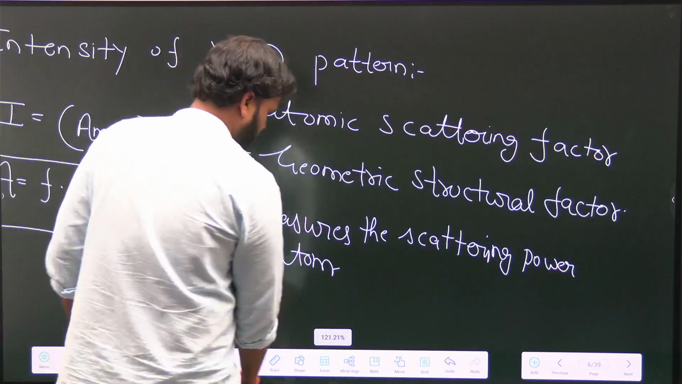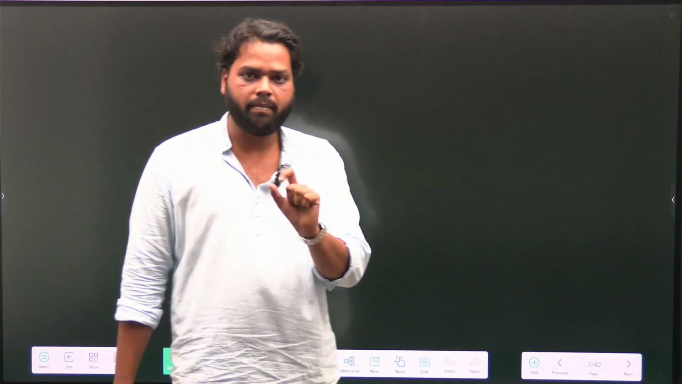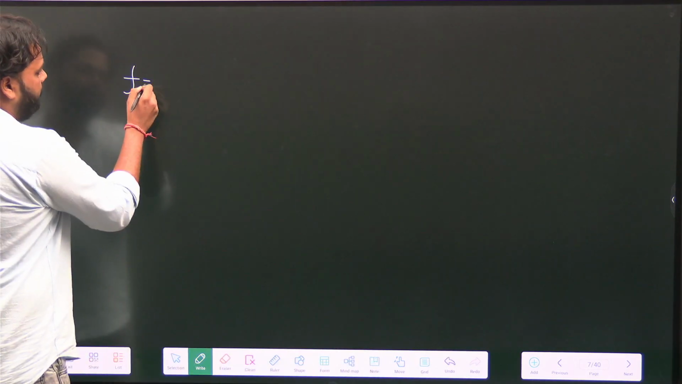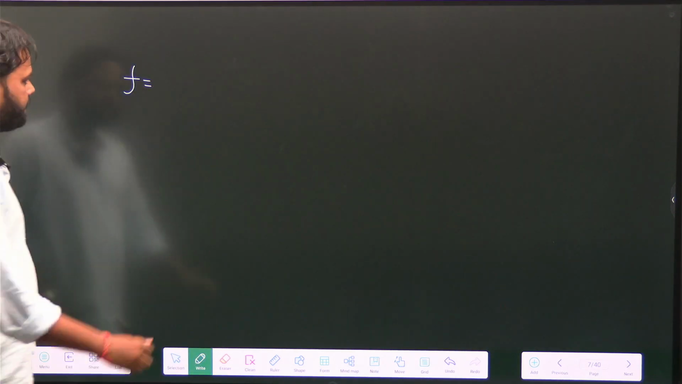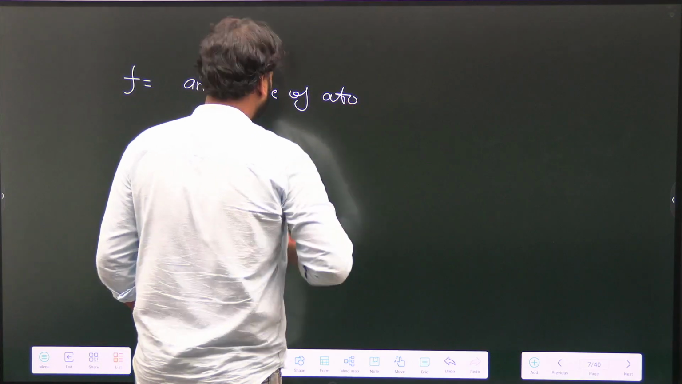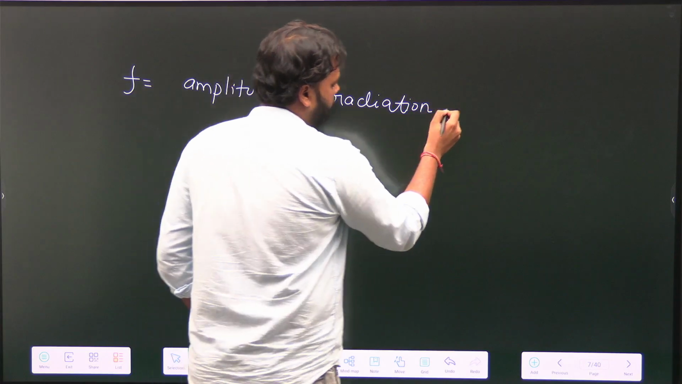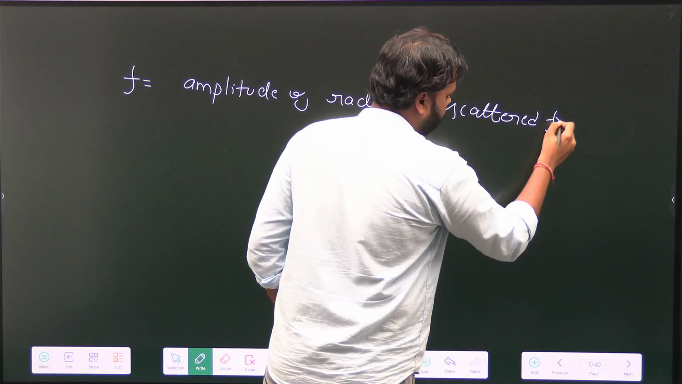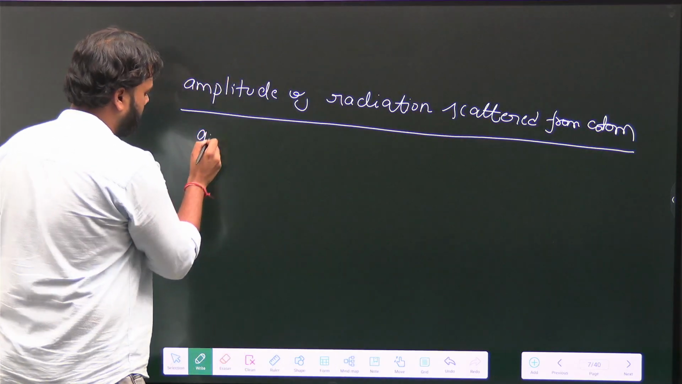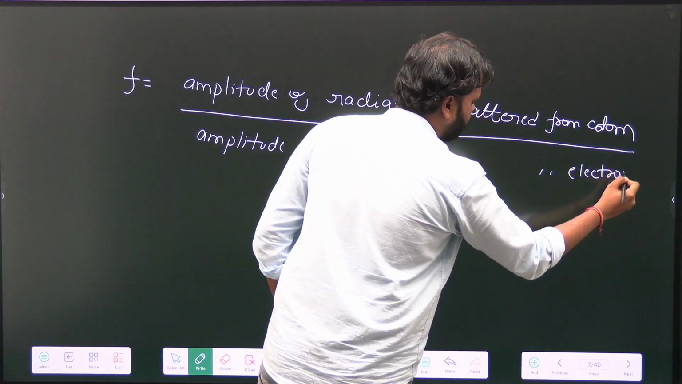The main thing is that S is the geometrical structure factor. This is the main factor, it is the one controlling everything. But before that, I will discuss what F is here. F is the amplitude of radiation scattered from an atom divided by the amplitude of radiation scattered from an electron. That is the whole story.